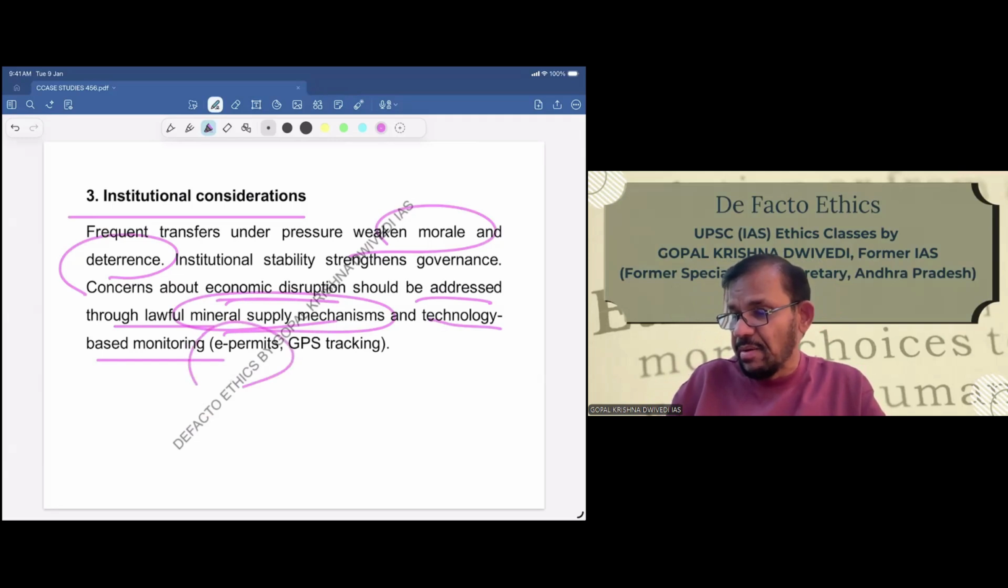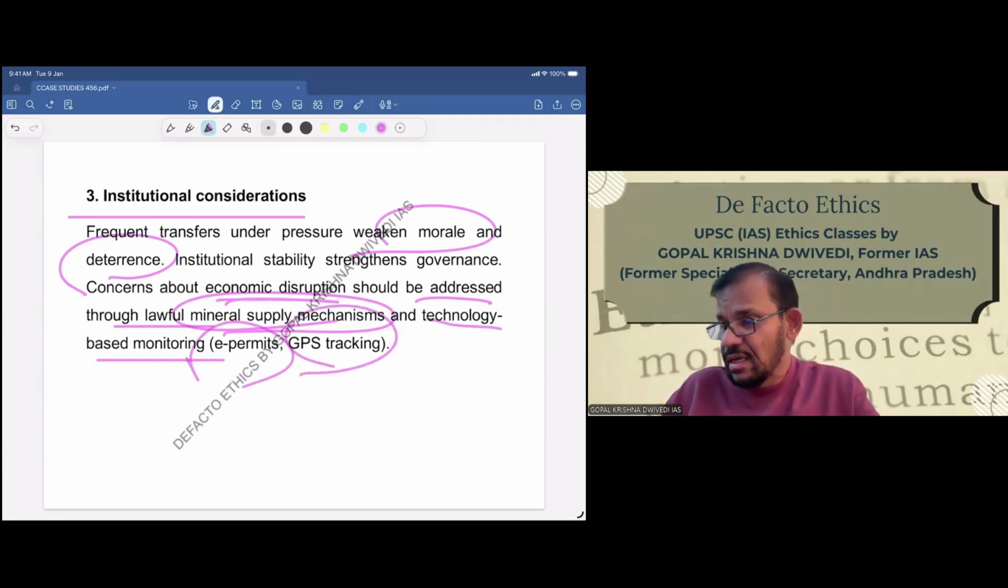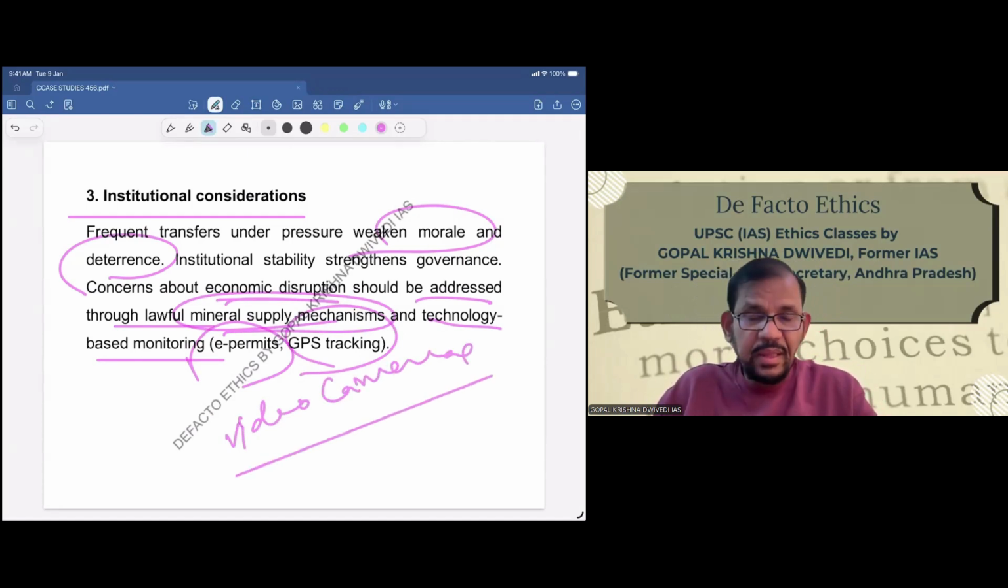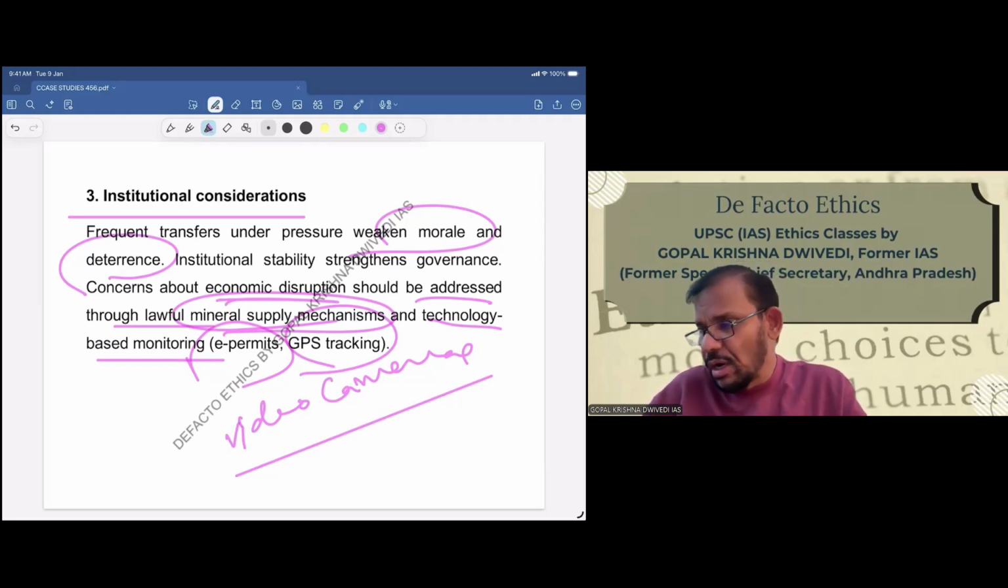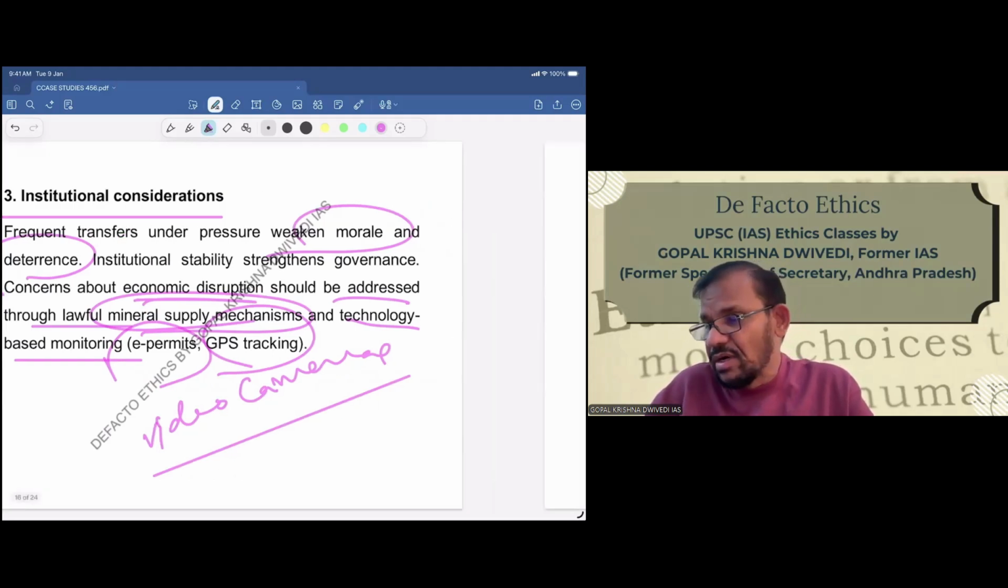For example, e-permits, GPS tracking, or even video cameras can be installed in the mining area. Vehicles can be tracked properly. An online system can be made for booking, so that the slowing down of construction activity which is alleged can be avoided. Now, the fourth thing is what course of action will be suggested. Now, let us see that.